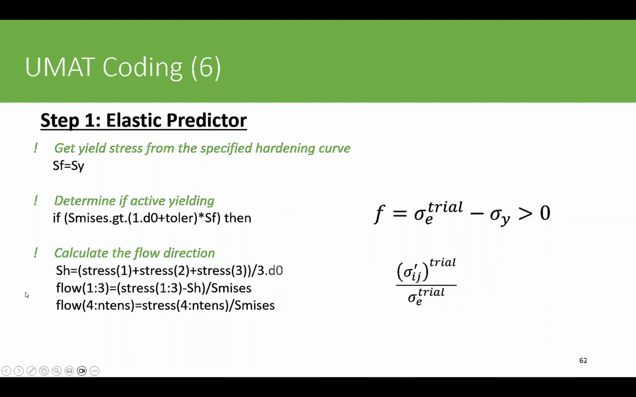So that's what I have done here. I compute the hydrostatic part of the stress here. I subtract the hydrostatic part from the total stress tensor, and then I divide by the Mises stress to get the flow direction for all of the 6 components of the flow direction.